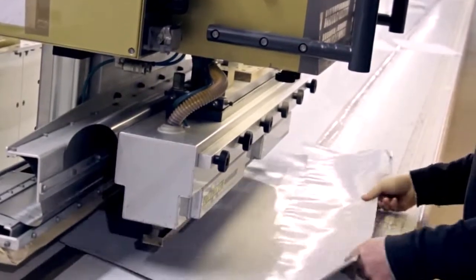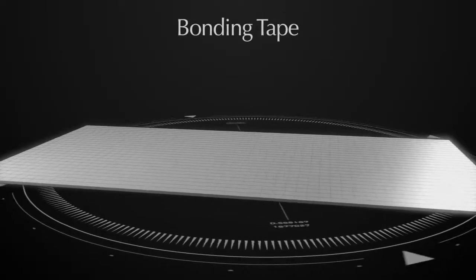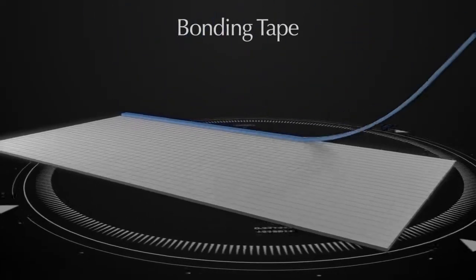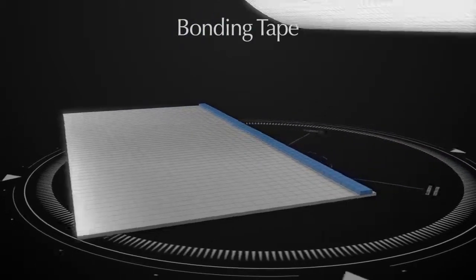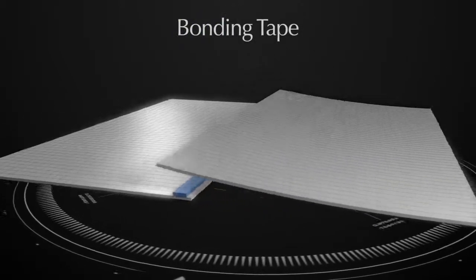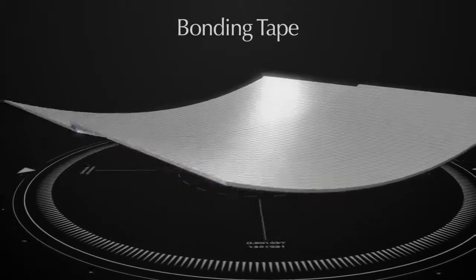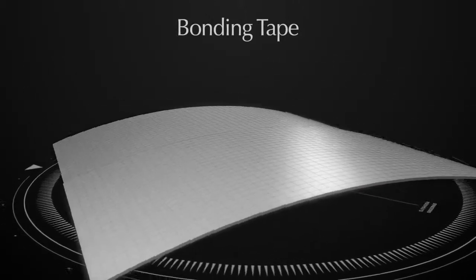Not all fabrics can be welded easily, and some require an additional layer of bonding tape to ensure the weld can achieve the strength and stability requirements for this type of application. The seam is designed to have the same tensile strength as the fabric itself.